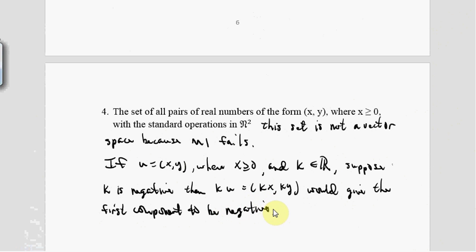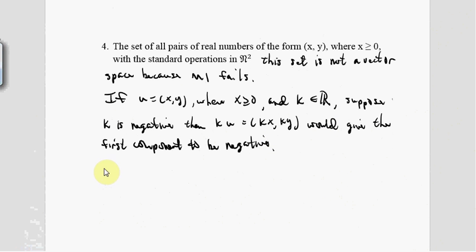Do you understand that? An example: say u is equal to (5, 3), where the key is that 5 is positive, right? That's what they stress. The first component is positive.